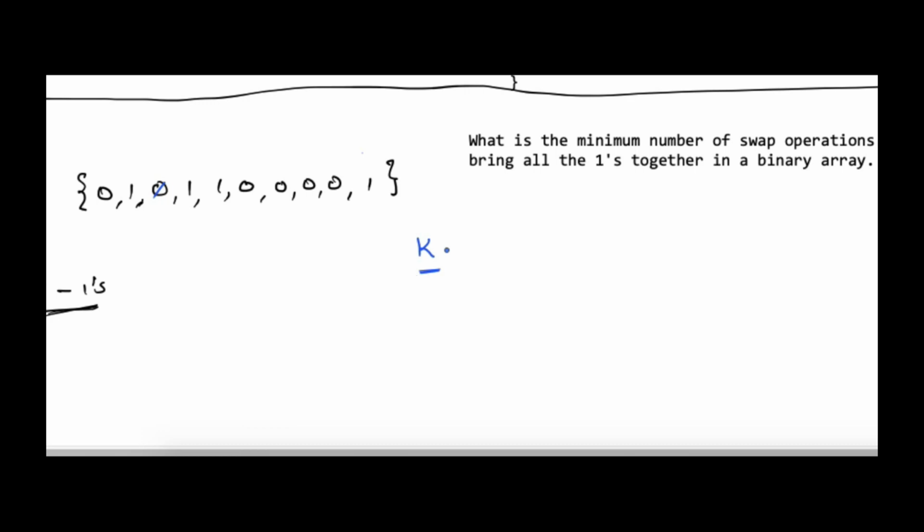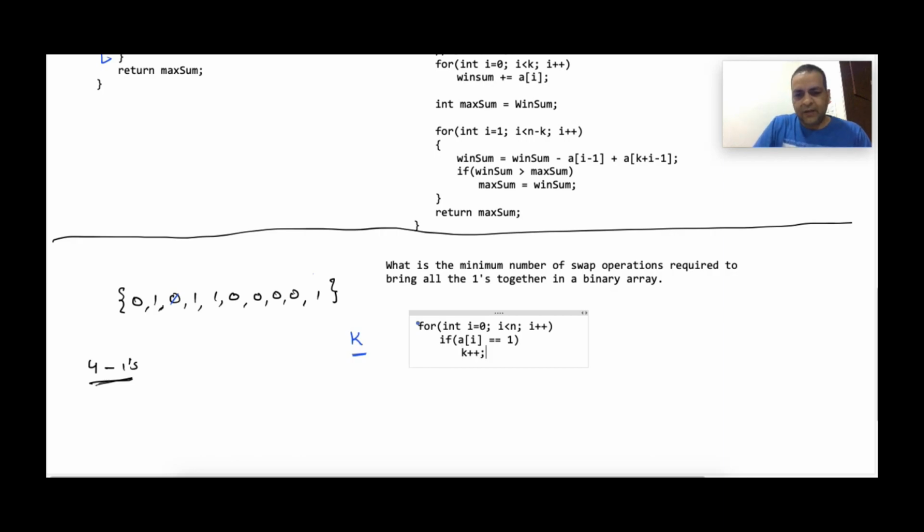So finding k is very easy. We just need a for loop for this: for integer i equal to 0, i less than n, i plus plus, you can just add a of i to k. In this particular case, k will be 4.